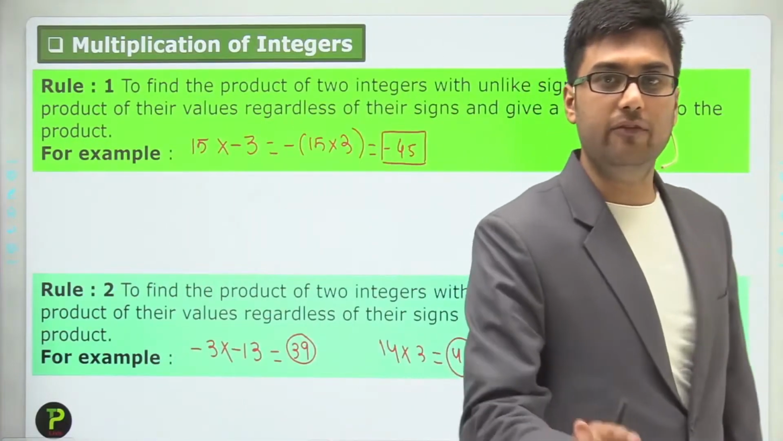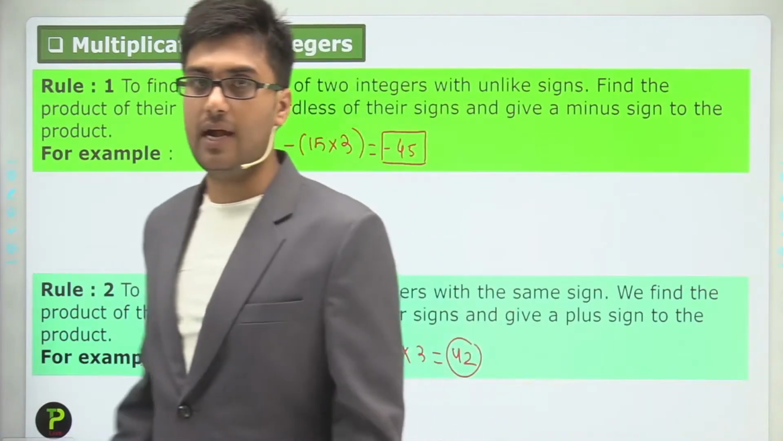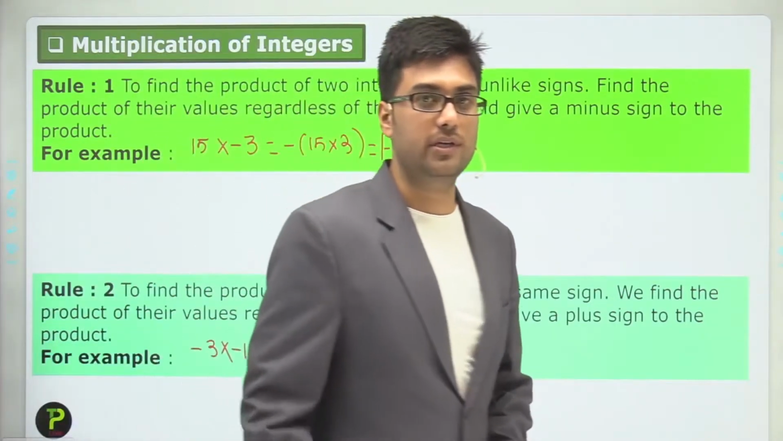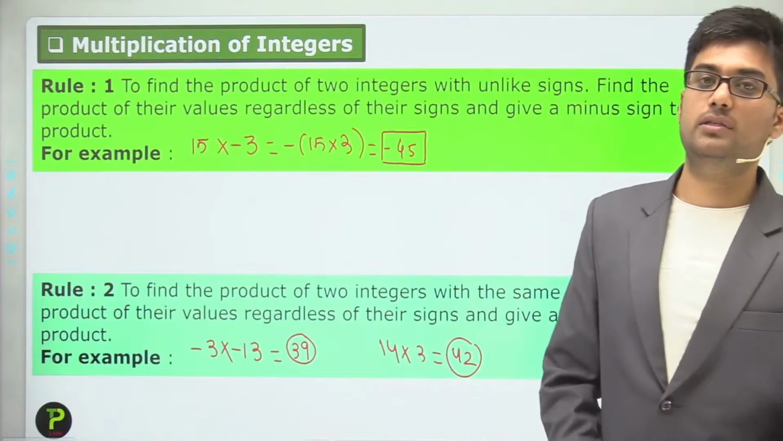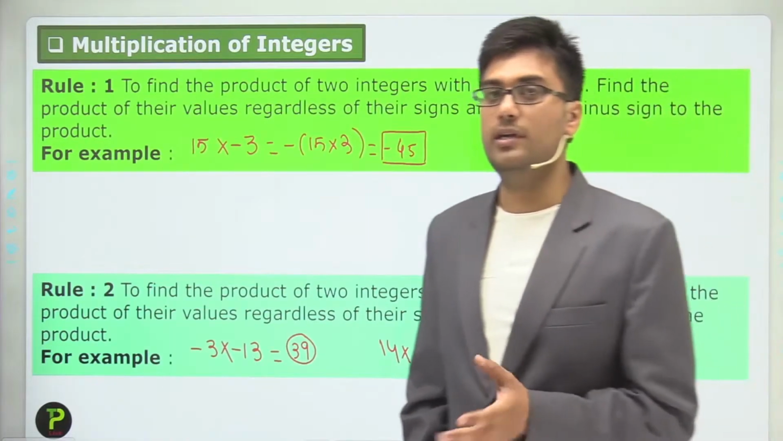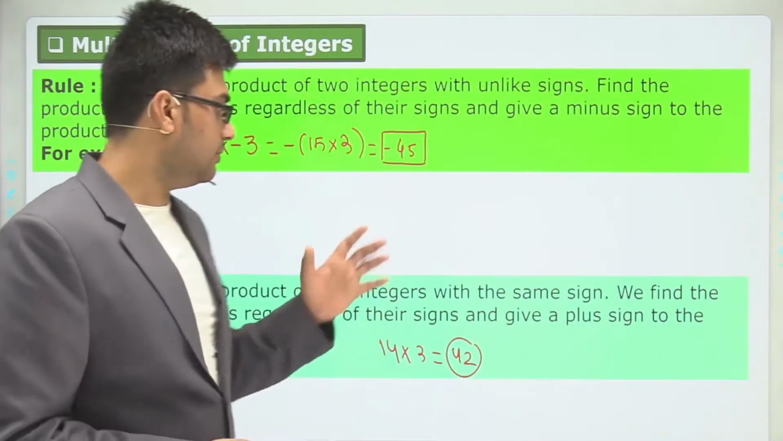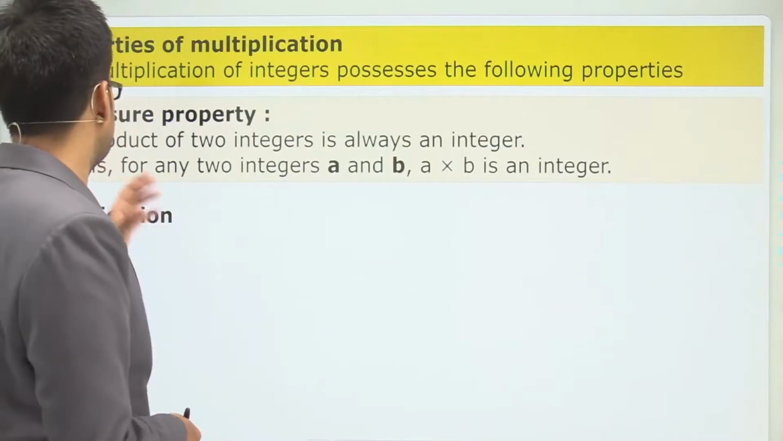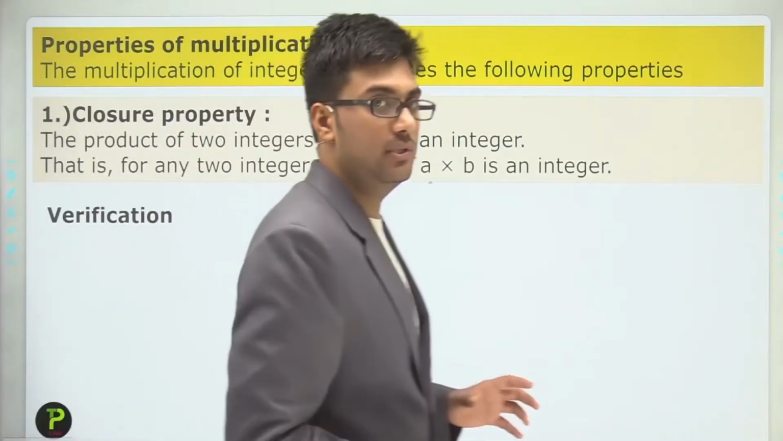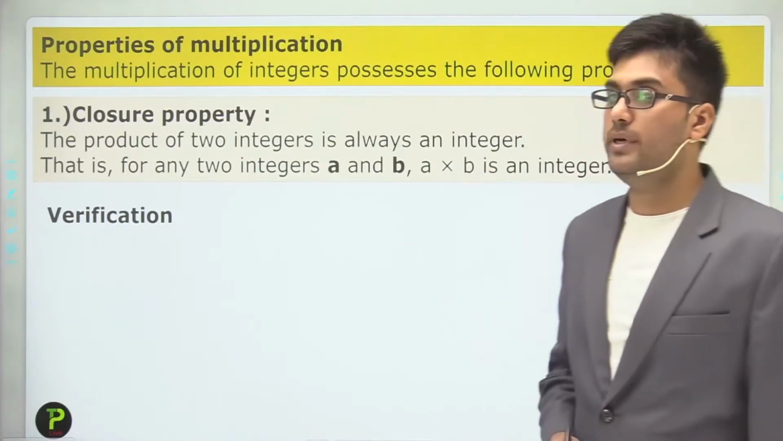Clear? If both numbers are of opposite signs, or unlike signs, then the product is negative. If both numbers are of the same signs, or like signs, then the product is positive. Clear? So students, now after the product, let's discuss the properties of multiplication.